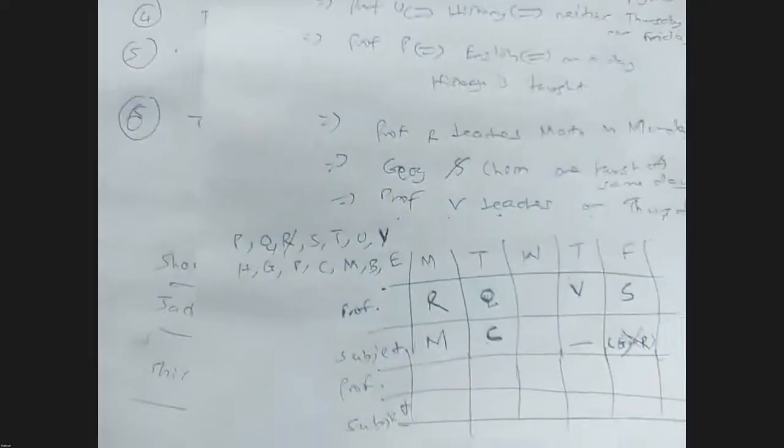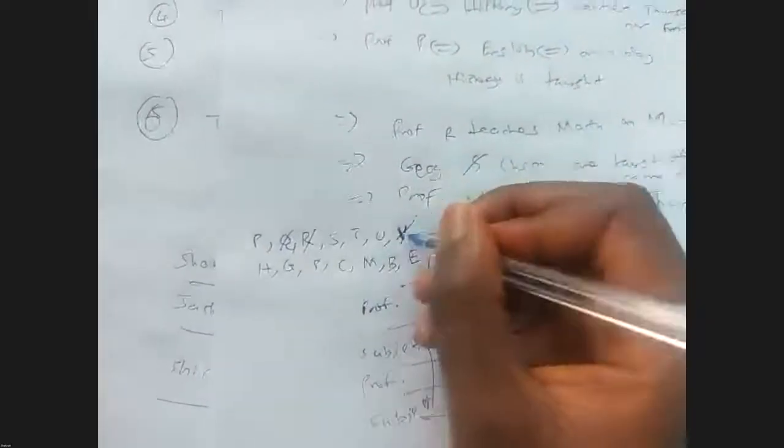Now let's first cancel out the ones that are done. R is done. Q is done. V is done. S is done. Then for subjects, math is done, and chemistry is done. I hope you are seeing this side working. So you come and read the statements from down. Professor V teaches on Thursday. It's already done.